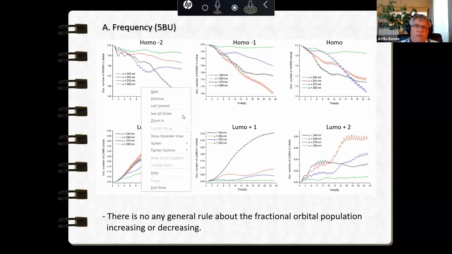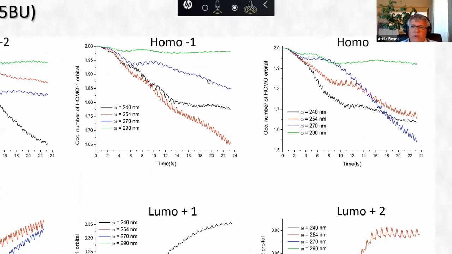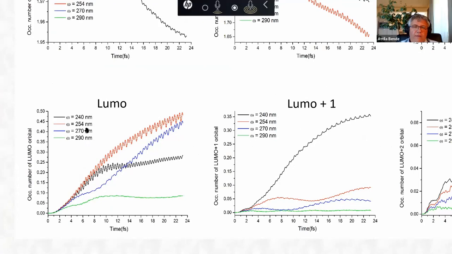It's very important to mention that the value of 290 is below the first excited state or the second excited state of the 5-benzyl uracil. The first excited state of the 5-benzyl uracil has a very small oscillator strength. And using this frequency, the excitation of the molecule was almost zero. We have only a small population of HOMO and nothing else, as you can see. But other frequencies which are resonant with S1, S2, or S3 frequencies give a much stronger population of the orbitals.